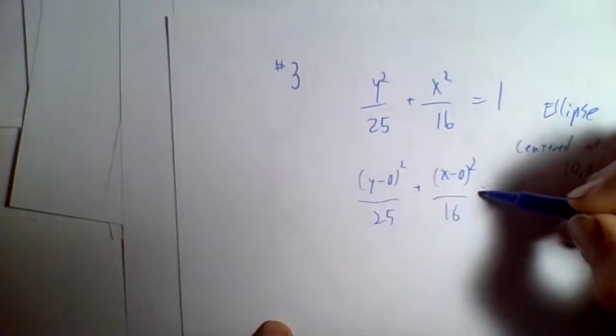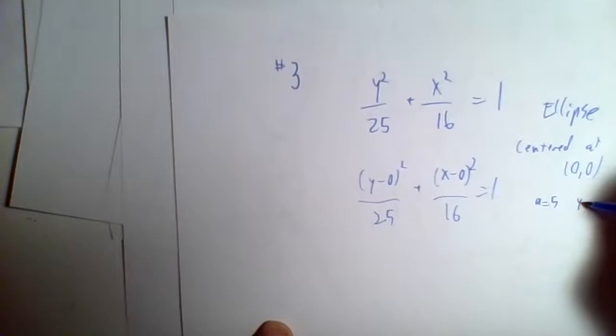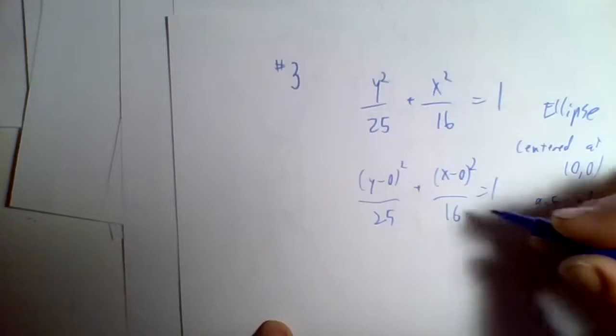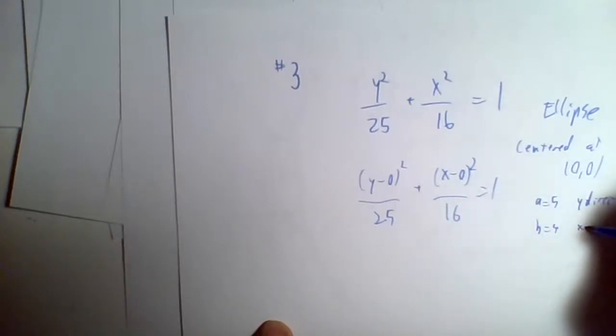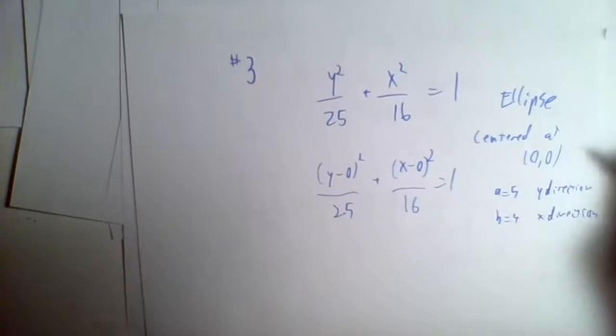(25) and 16. This ended up being the bigger one with the y, so a is 5 in the y direction, and b is 4, a nice perfect square again, in the x direction. You have to get numbers down here. They don't have to be nice perfect squares, but here they are. So a and b end up being nice simple numbers. That's good for this one.